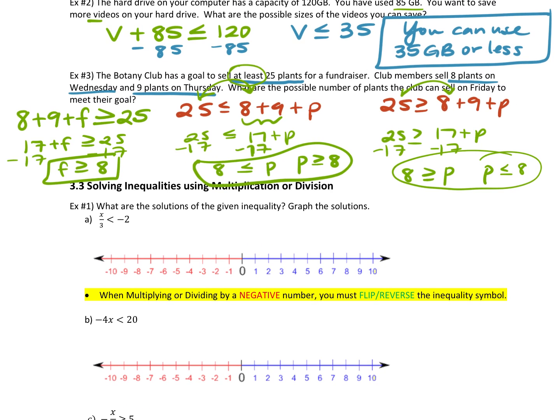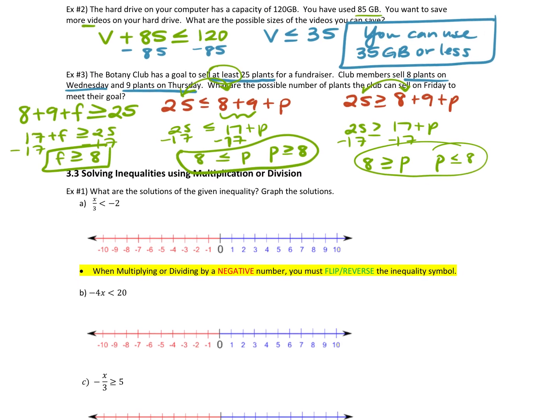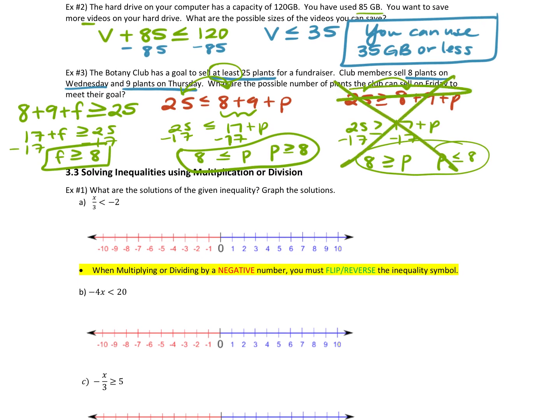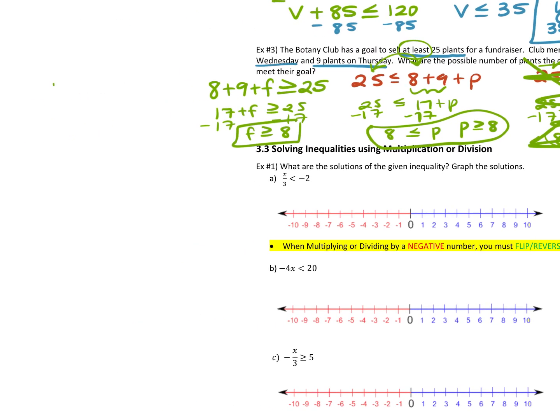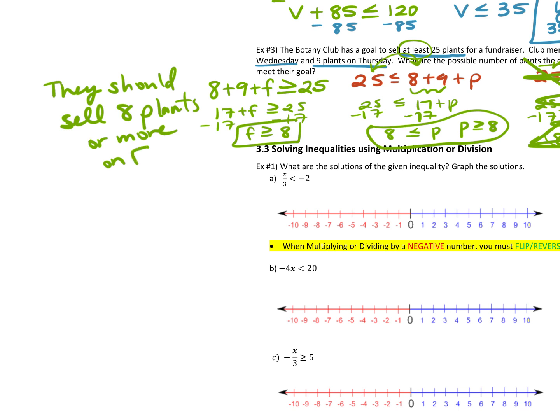So was it the first one or the second one? It was the first one, right? This one is not the one we want. So you can do either one of these ways, but then explain it. They should sell 8 plants or more on Friday.